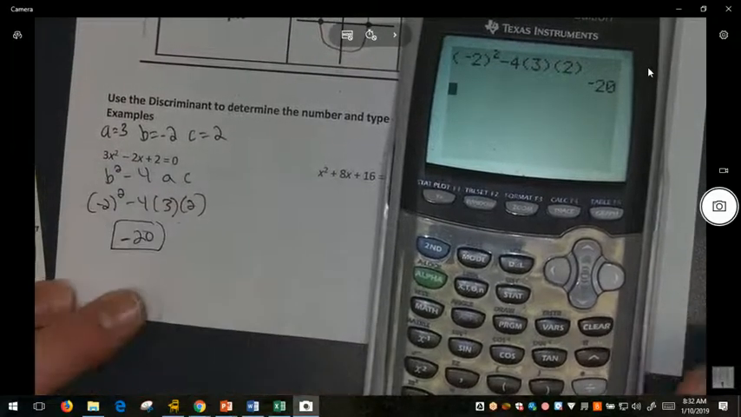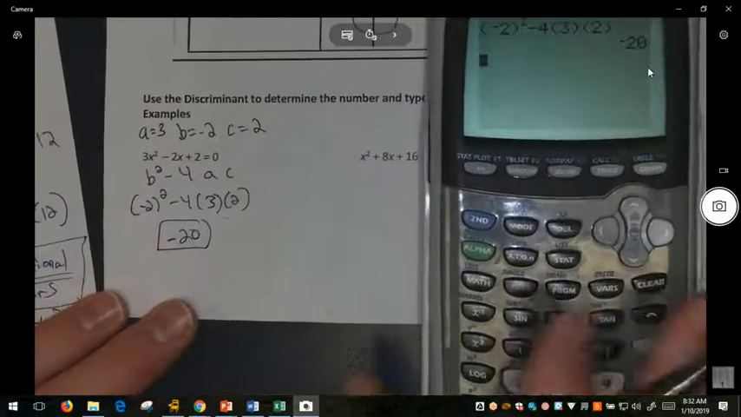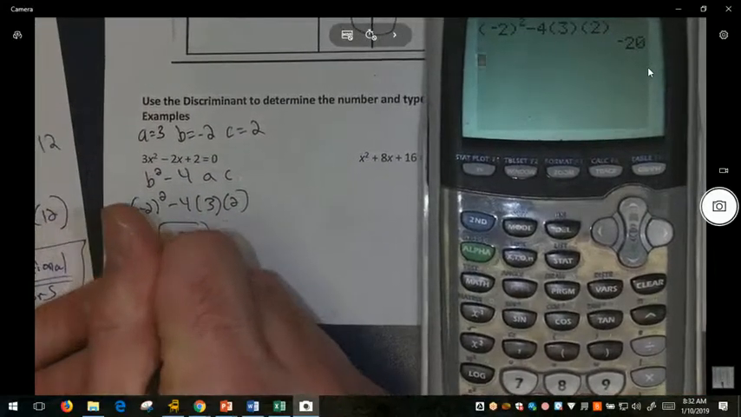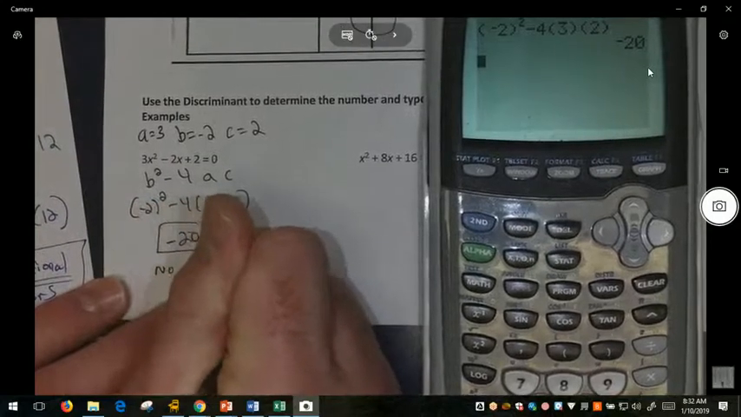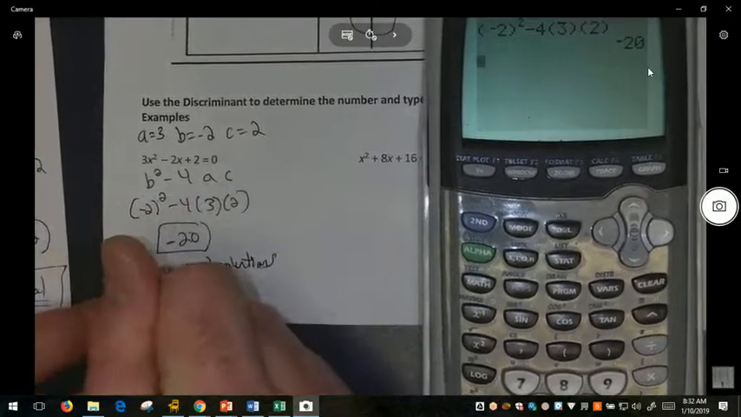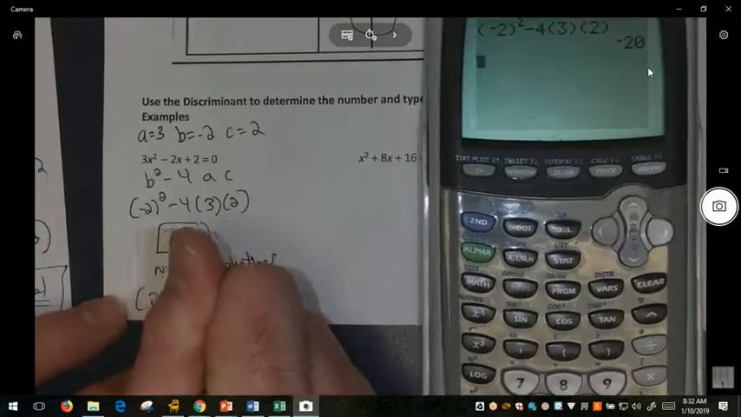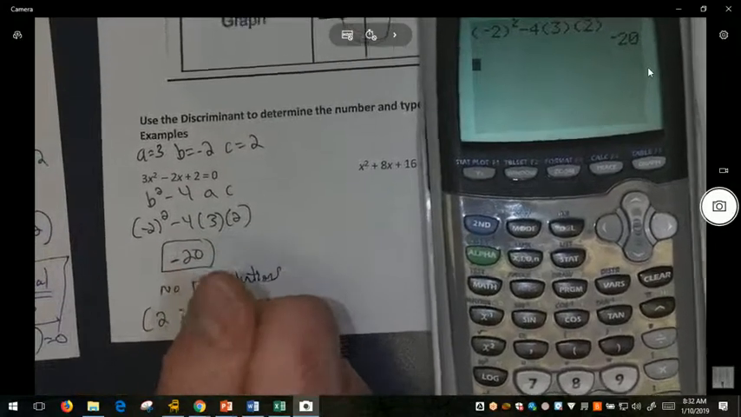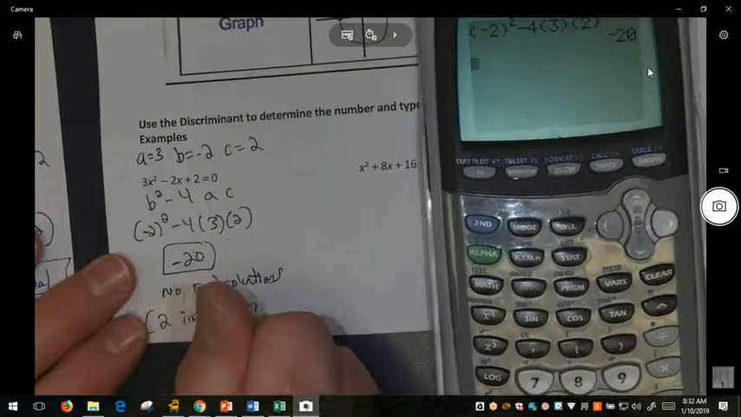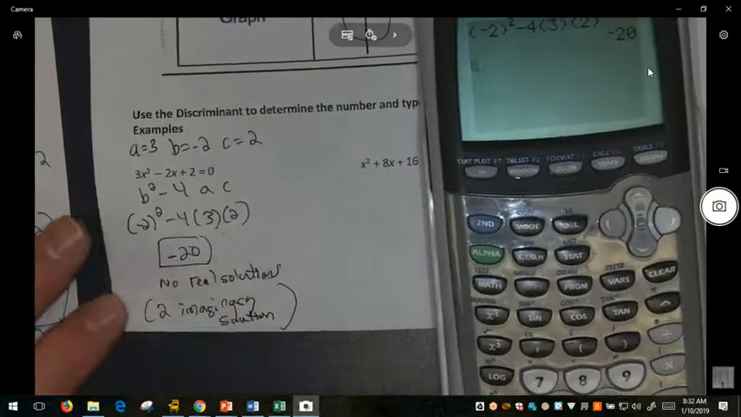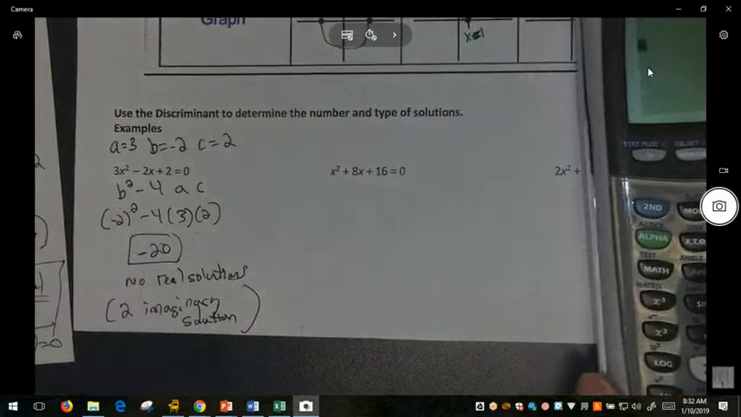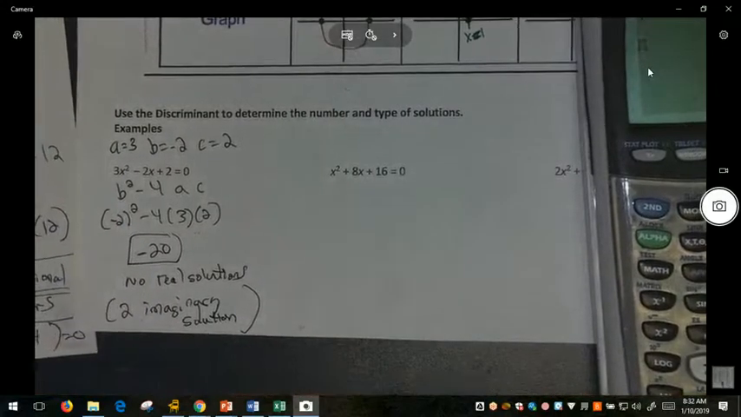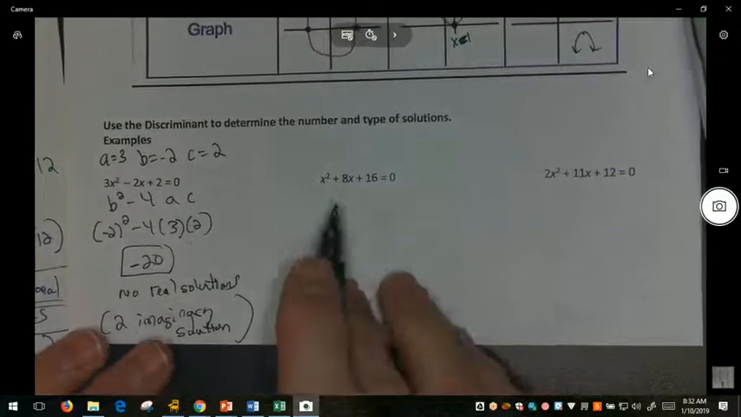Our discriminant is negative 20, which means there are no real solutions, but there are two imaginary solutions. They're very important. Those other solutions are important even though they're not on the real number axis. But we're not getting to that today. Just focusing on being able to do this formula for now. In our next problem, it is equal to 0.